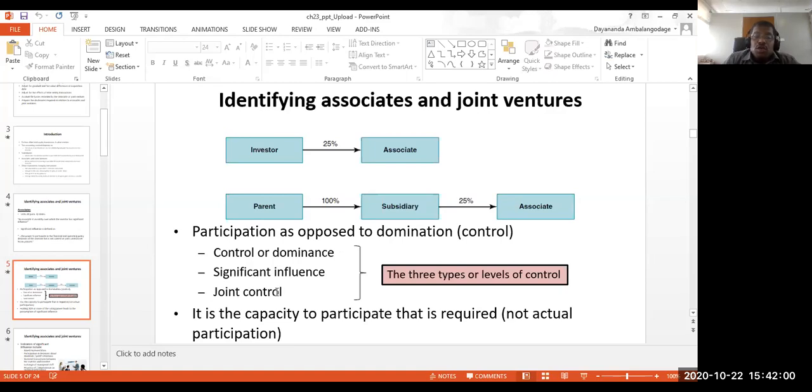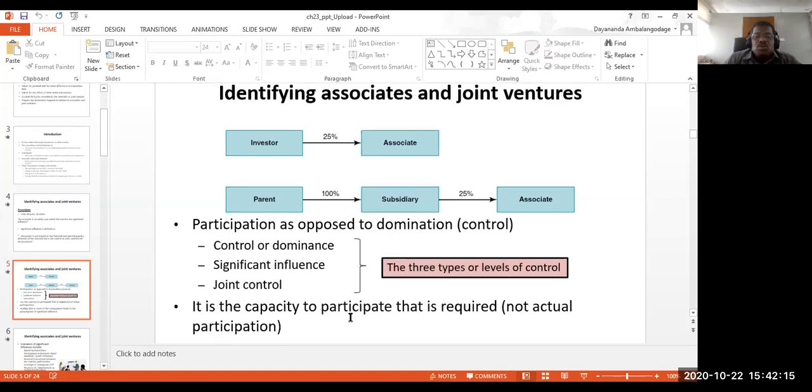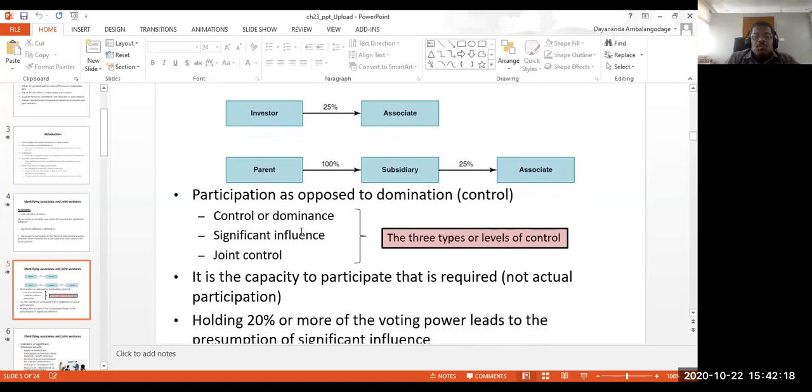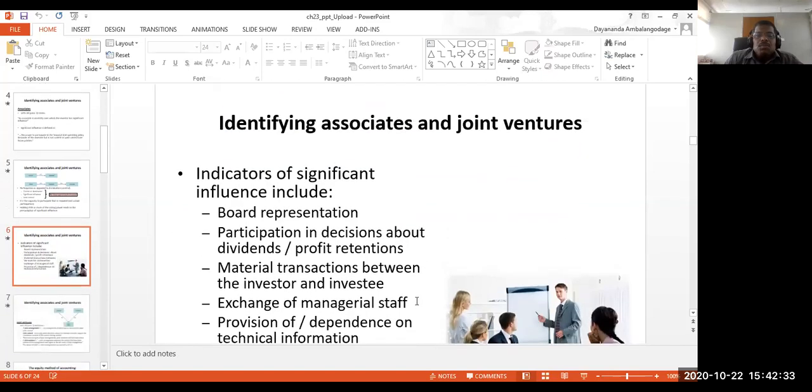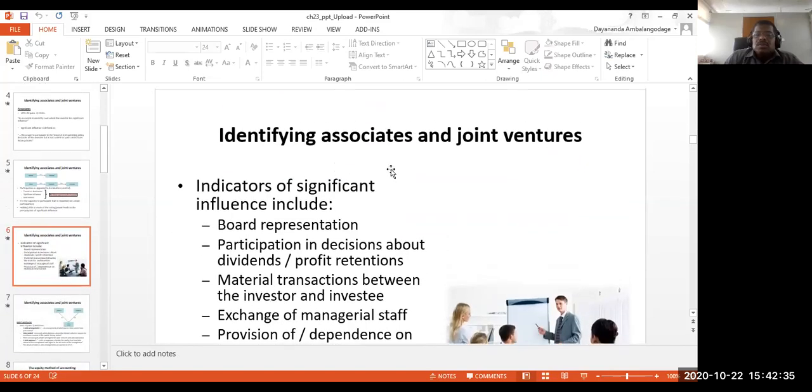When you say joint control, it is really a joint arrangement. We talk about joint arrangement and joint control. It is the capacity to participate that is required, not actual participation. When you say significant influence, it is capacity to participate. No need for actual participation, but capacity. Presumption: holding 20% or more of the voting power leads to the presumption of significant influence.